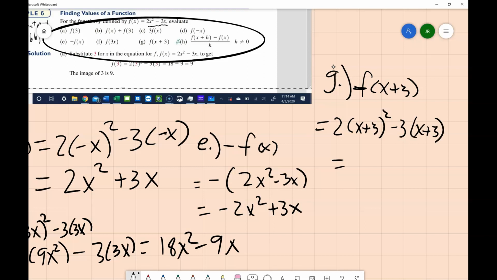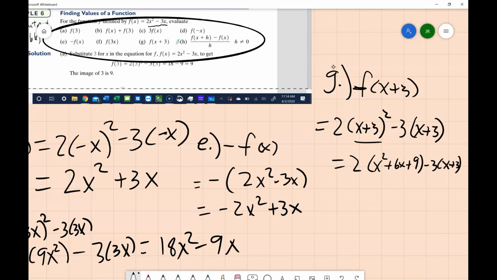All right, so x plus 3 squared. I've got to do x plus 3 times x plus 3. That's the FOIL method or double distributive. I'm going to go ahead and write it because you already know how to do that. It's going to be x squared plus 6x plus 9 minus 3 times x plus 3.